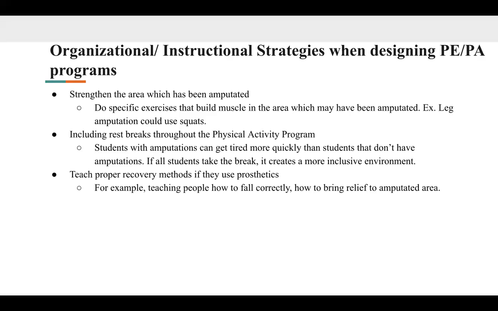For kids that have amputations in school, including rest breaks throughout the physical activity program could be beneficial because students with amputations can get tired more quickly, especially if they don't have a prosthetic. They're using certain areas of their body more to compensate for where they have the amputation. So they get tired more quickly than students that don't have amputations. And if all students take the break, then it creates a more inclusive environment so that the student that has the amputation doesn't feel left out in any way.